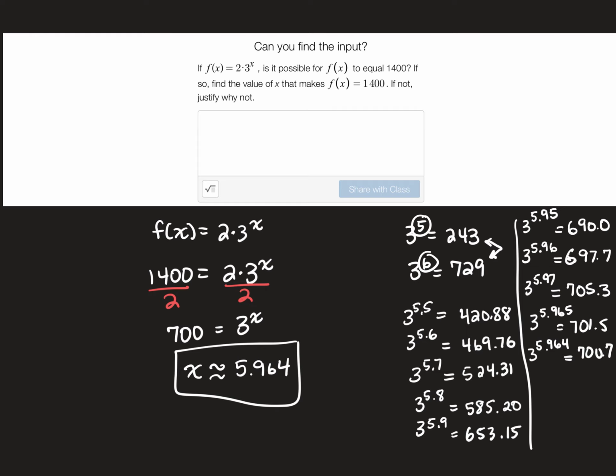Now, here's the deal. It's possible for that to happen, right? We can see we had to play around with it a little bit because we really don't have a way to solve that yet. But it is possible for us to find an input that gives us an output of about 700. We could get a little more precise if we wanted to, and you could look at your graph on Desmos if you wanted to. But for this, we can see that it's right around that value for x.